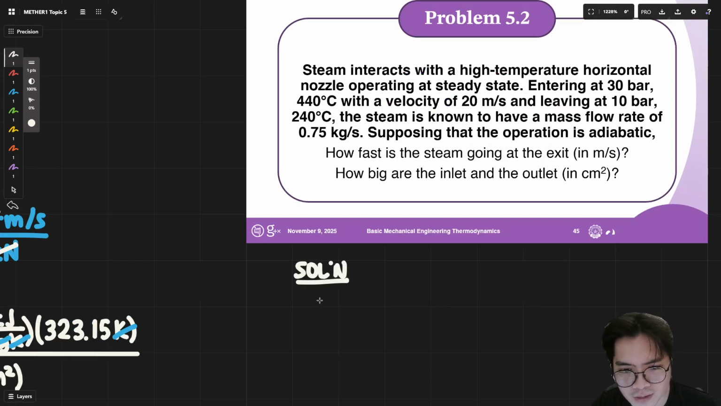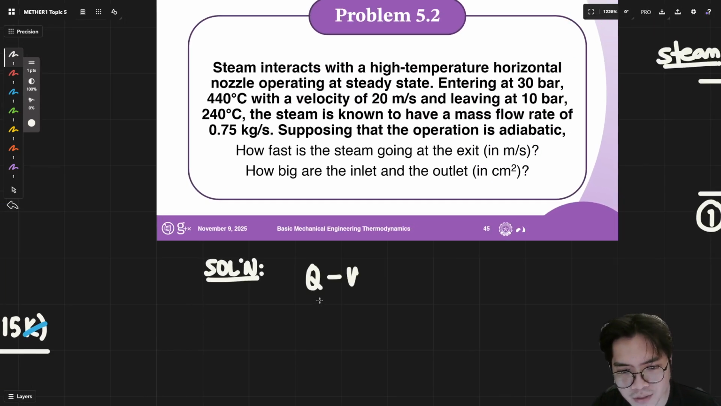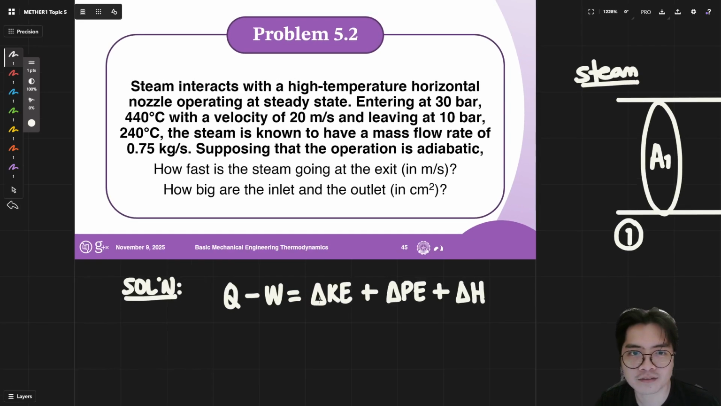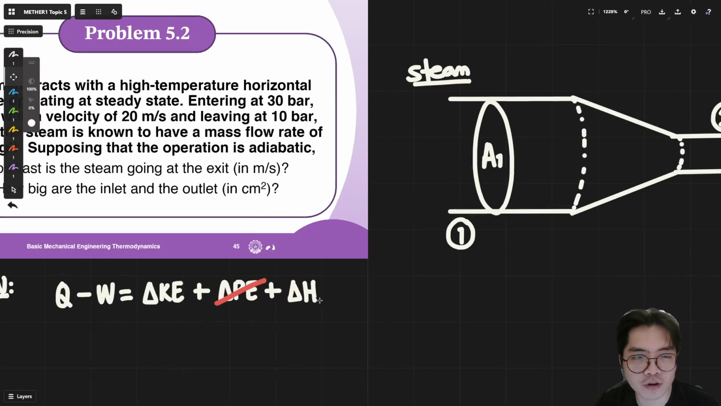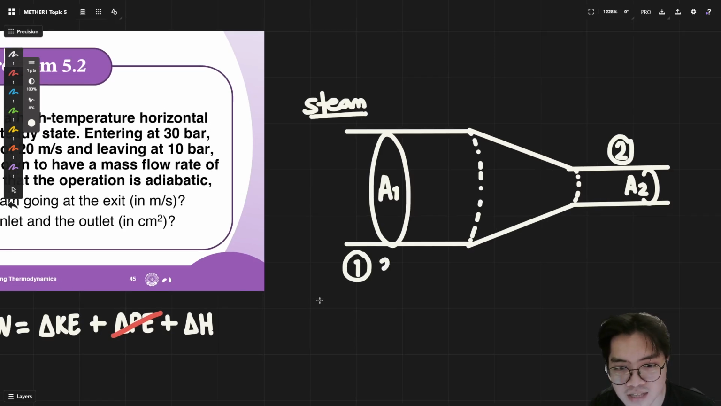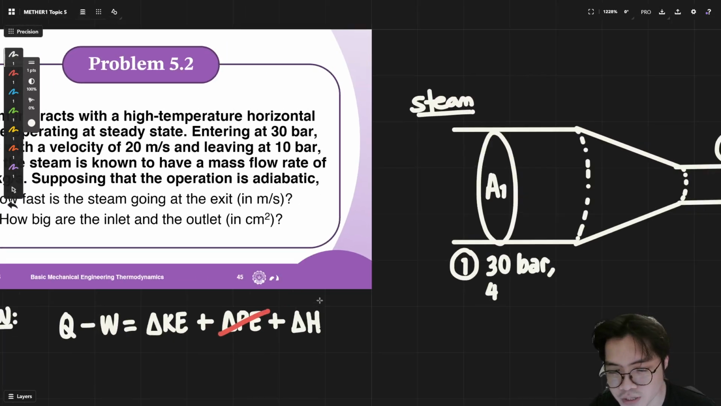The solution is as follows. Again, you will write down the first law. Q minus W, delta KE, delta PE, and then delta H. And then, right, horizontal, poof, cancel, right? Entering at 30 bar, right, 440 degrees Celsius. What I will do now in here is I will just put in here, state 1 is 30 bar, 440 degrees Celsius.